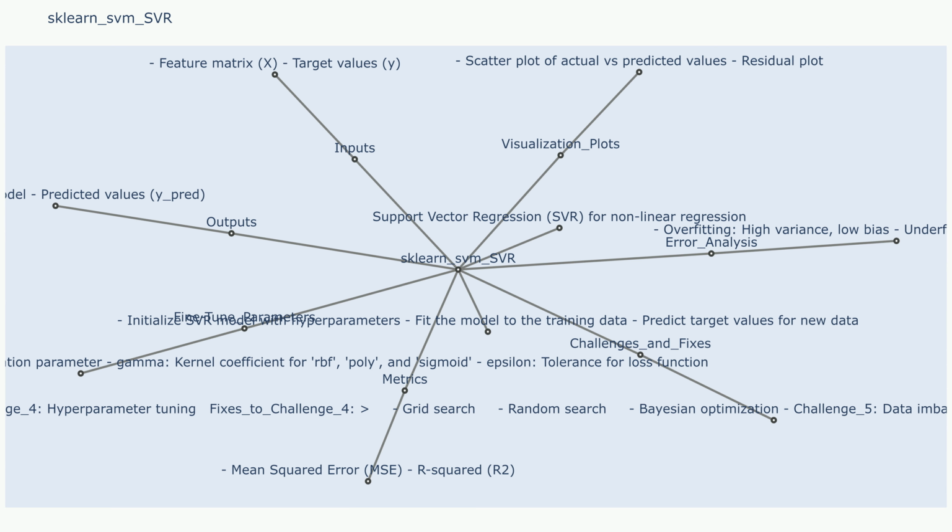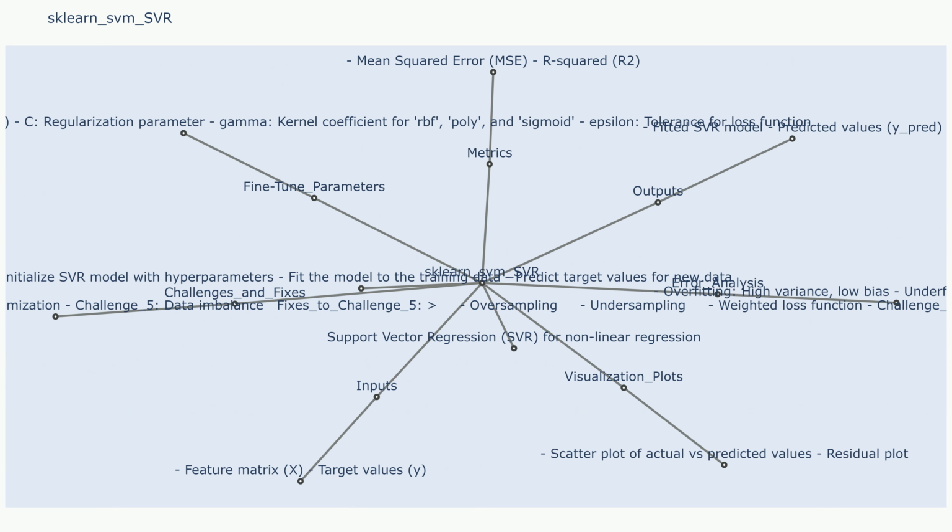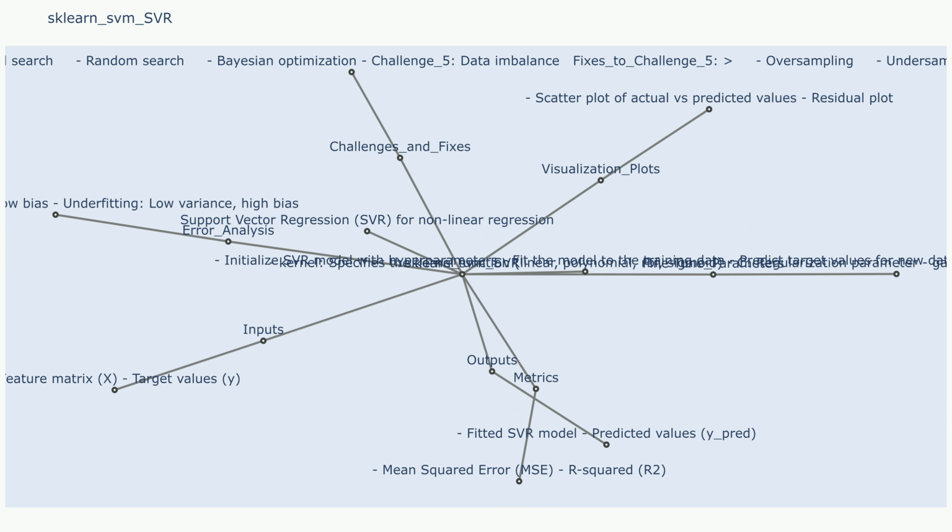Challenges and fixes. Challenge 1: overfitting. Sample use case that resulted in challenge 1: using a complex kernel function or a large C value can lead to overfitting, resulting in poor generalization performance on unseen data. Fixes to challenge 1: use a simpler kernel function, e.g., linear, reduce the C value, or consider techniques like cross-validation to prevent overfitting.